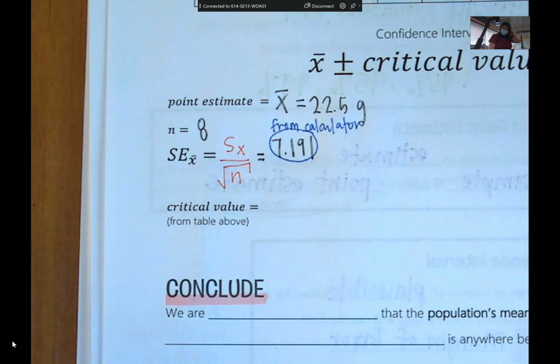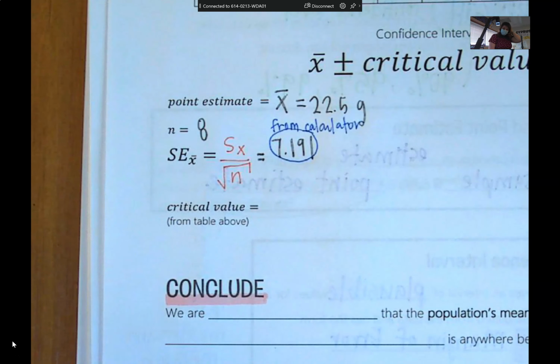Then the last thing we need is this thing called a critical value, and it gives you this little note that we get it from the table above. So before I go much further, I just want to note that next time's lesson, I go through and really explain to you what these two elements are. What exactly is your critical value, and what exactly is this standard error that we're seeing here? So for today, we're just going to fill in the numbers and find our intervals, and then next time you'll have a better understanding of where critical value comes from, where standard error comes from.